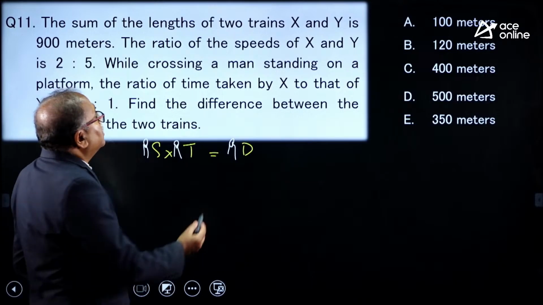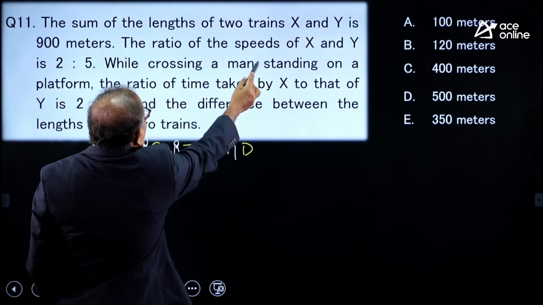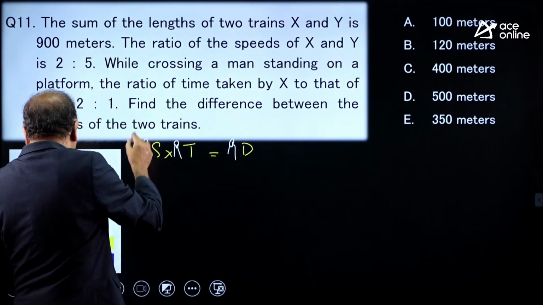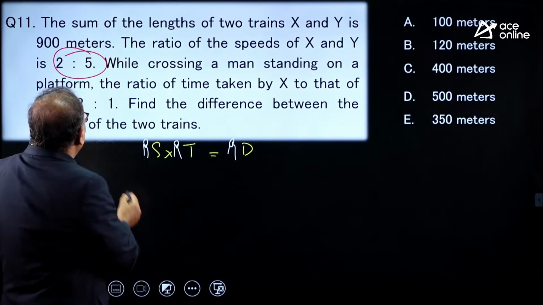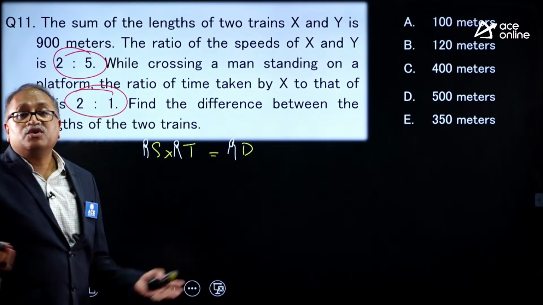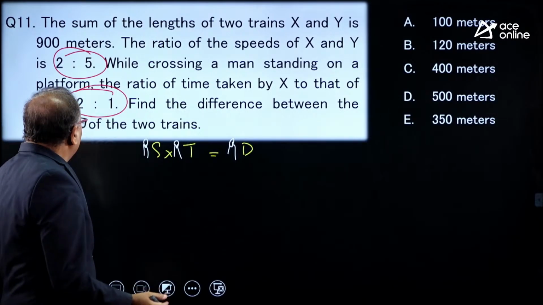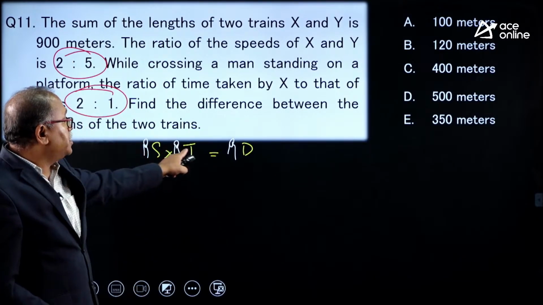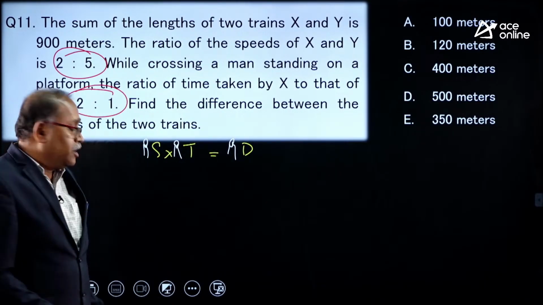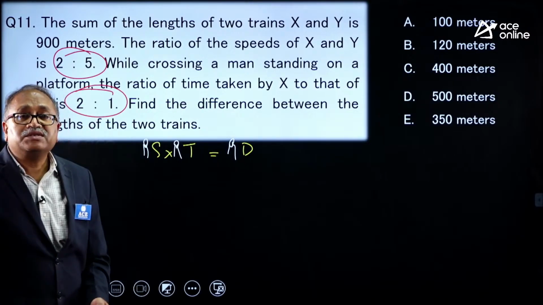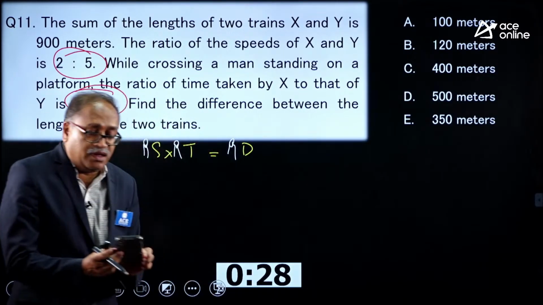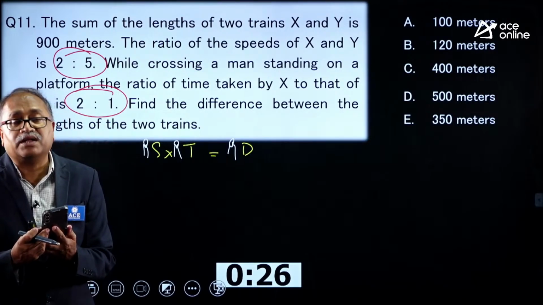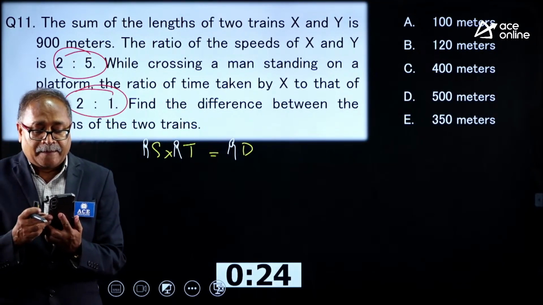And I have the ratio of speed given to us. Look at this one, the ratio of speed is 2:5 and we have the ratio of time 2:1. So, the ratio of speed into ratio of time is equal to ratio of distance. Use this and I will give you 30 seconds. After that I will give you the best method to answer this question my dear friends.